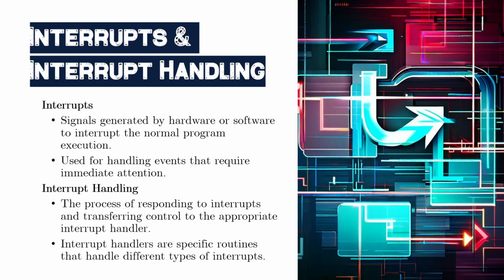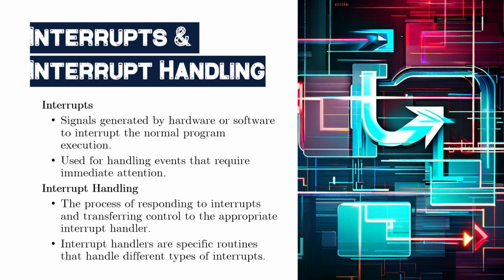Interrupts and interrupt handling. Interrupts are an important mechanism in computer systems that allow the computer to respond to external events in a timely manner. Interrupts can be generated by hardware devices or by software programs. When an interrupt occurs, the normal execution of the program is temporarily suspended, and control is transferred to an interrupt handler. Interrupt handlers are specific routines that handle different types of interrupts. They are responsible for processing the interrupt, performing any necessary actions, and returning control to the interrupted program.